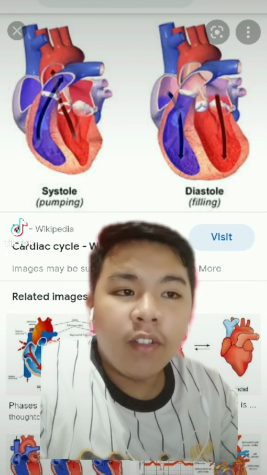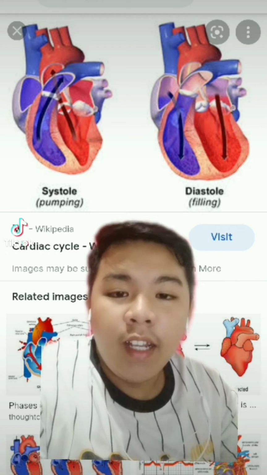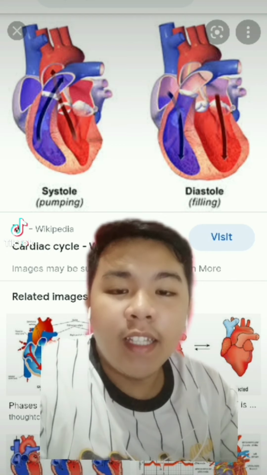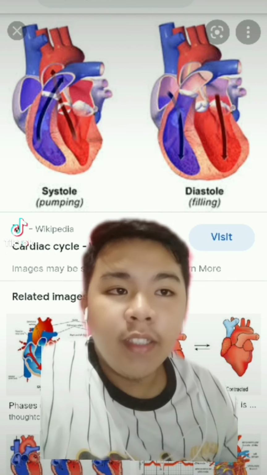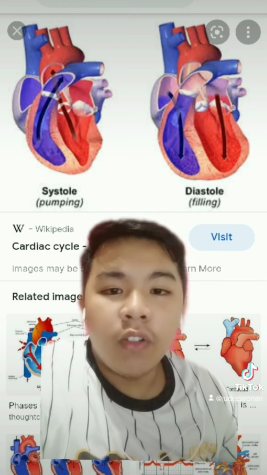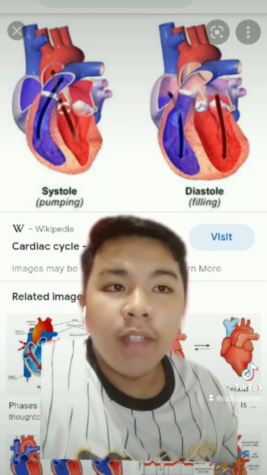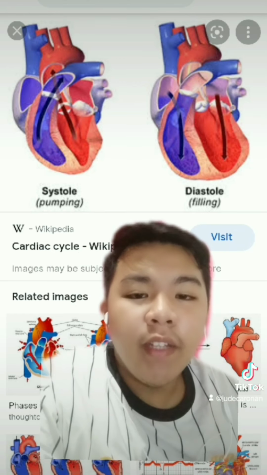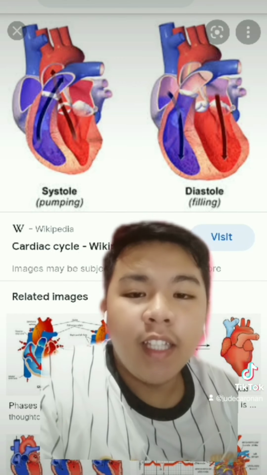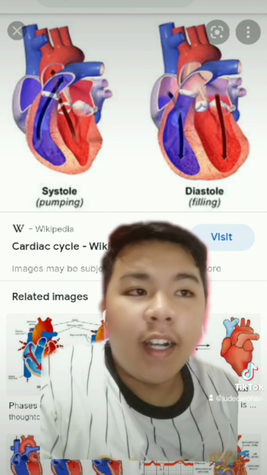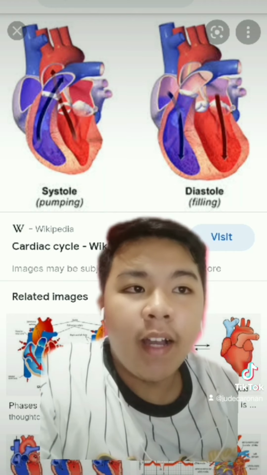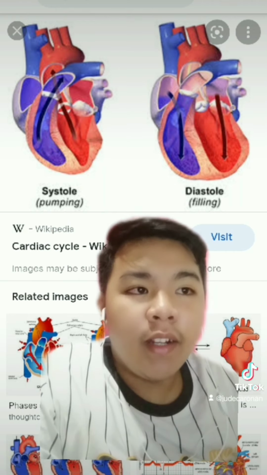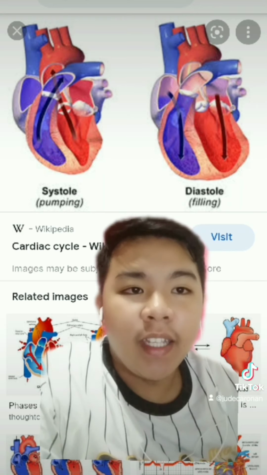A beating heart contracts and relaxes. Contraction is called systole and relaxation is called diastole. During systole, our ventricles contract, forcing blood into the vessels going to the lungs and body. Our ventricles then relax during diastole and are filled with blood coming from the upper chambers, the left and right atria. Then the cycle starts over again.